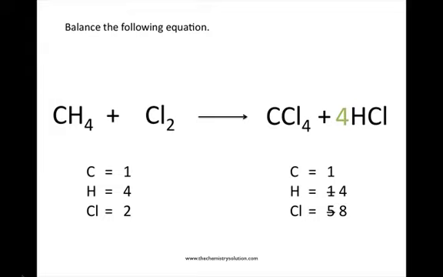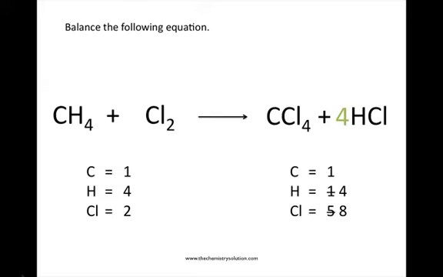But by putting a 4 coefficient in front of HCl on our product side, we not only have increased the number of hydrogen atoms on our product side, but we've increased the number of chlorine atoms on our product side as well. So if we look at our new total, we still have 1 carbon atom on our product side, but we now have 4 hydrogen atoms, and we now have 8 total chlorine atoms: 4 from the CCl4 that we had to begin with, and 4 from our 4 molecules of HCl.